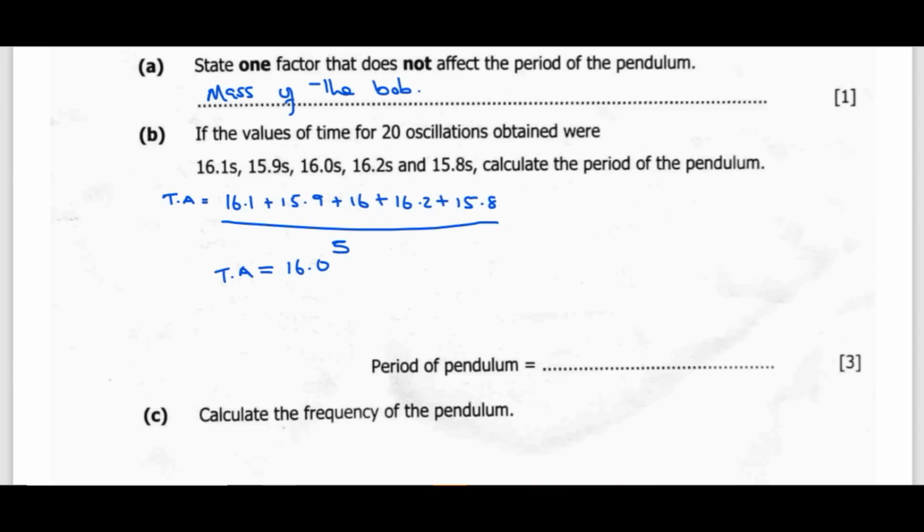Now, to find the period, T is equal to the time average over n, where n is the number of oscillations. So we substitute: 16 over 20. When you divide on your calculator, it gives us 0.8 seconds. So that is the period, 0.8 seconds.